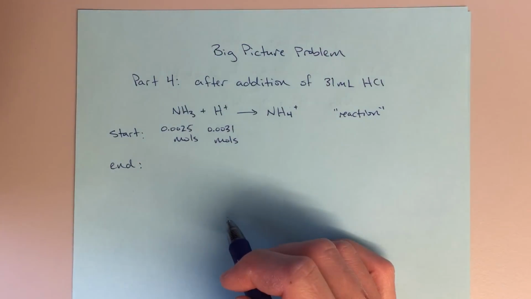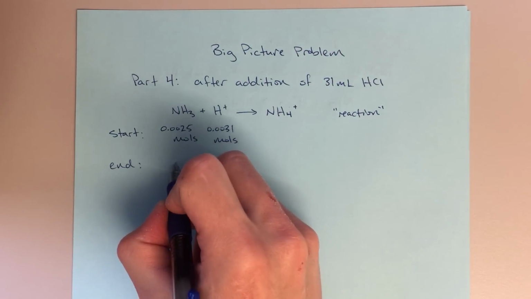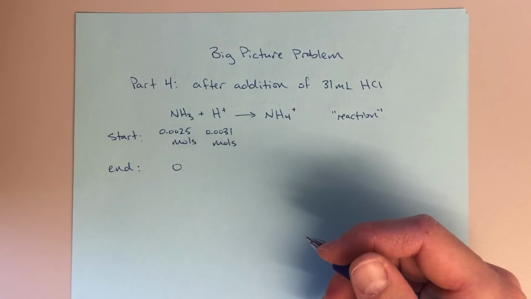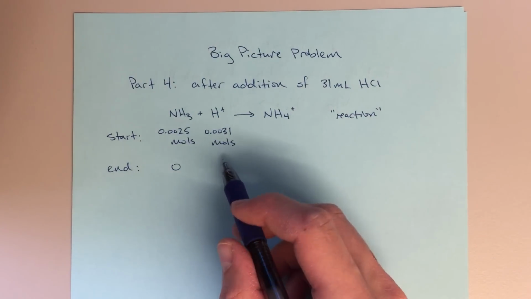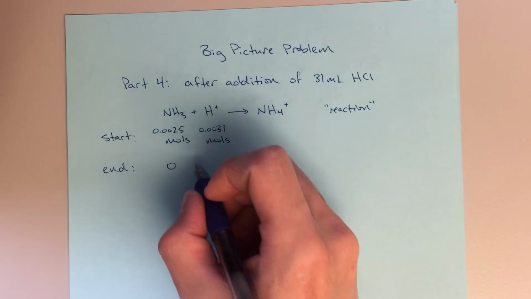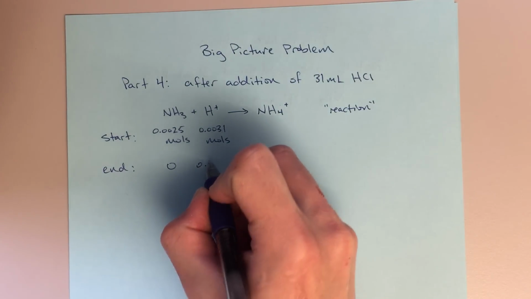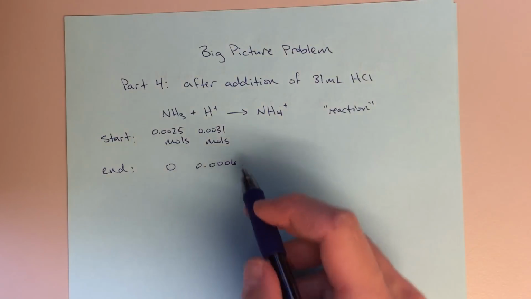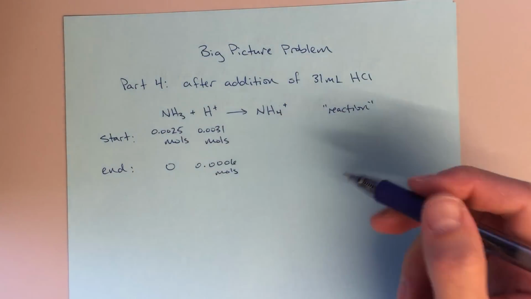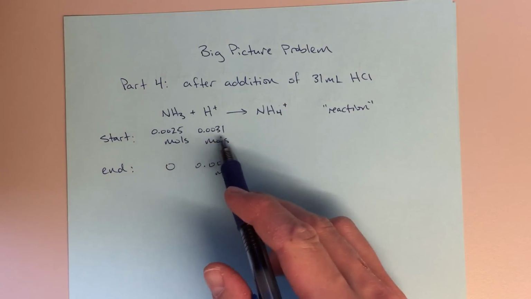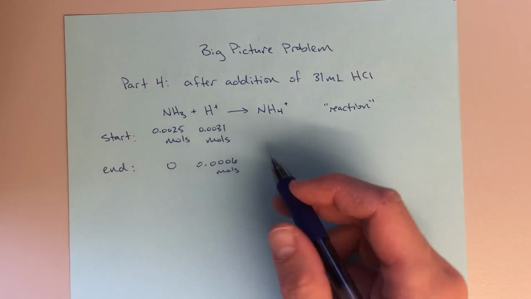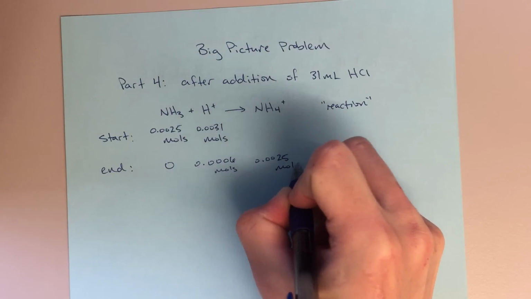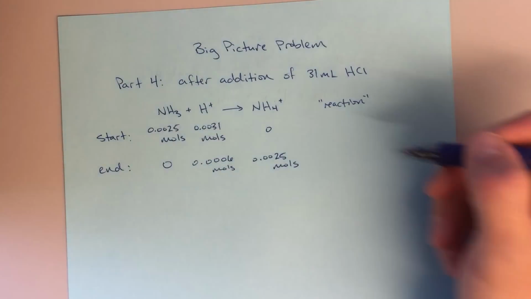So this is going to go to completion. And in this case, the NH3 becomes a limiting reagent. We've gone past the equivalence point. We've added some additional excess H+. So at the end of this reaction, I'm going to have 0 NH3. I'm going to have 0.0006 moles of H+ that's remaining in the solution, so 0.0031 minus 0.0025. And I'm going to have 0.0025 moles of NH4+ in my solution.